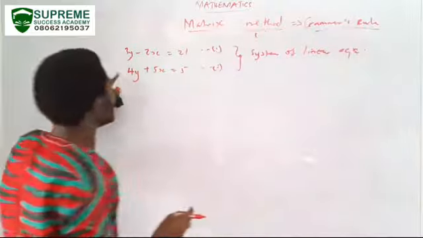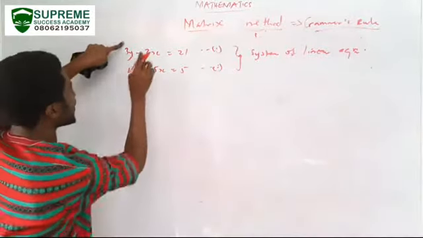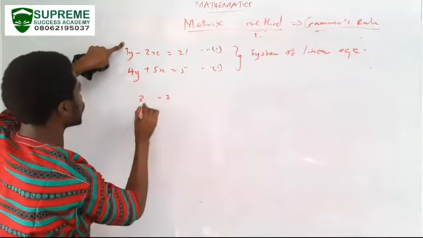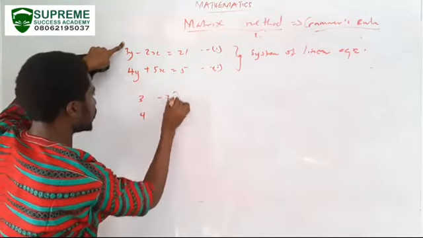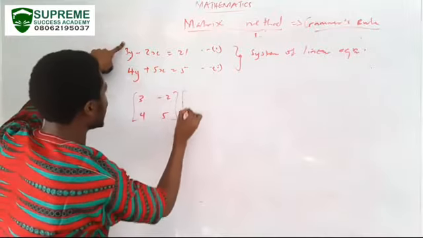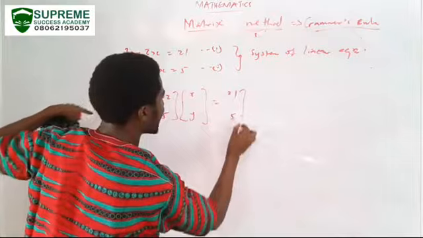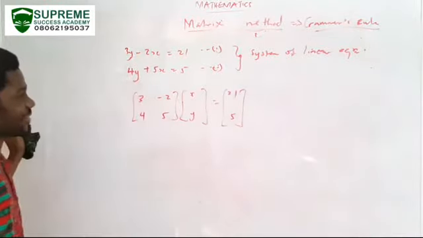Good. So we have to write this one in matrix form. Look at it: 4, minus 2, 3, minus 2, 4, 5. Put it in matrix, can you remember? Then, what do you have? X and Y, then equals 21 and 15. That's how to write it in matrix form. It's all the coefficients I'm bringing, that's all.